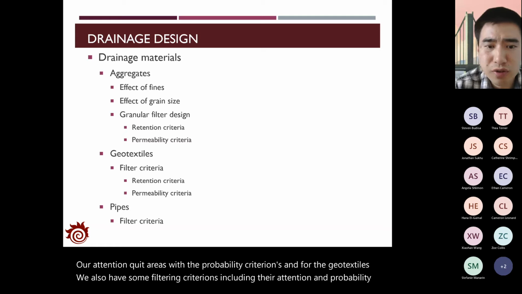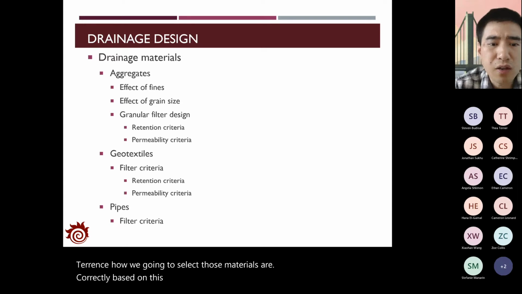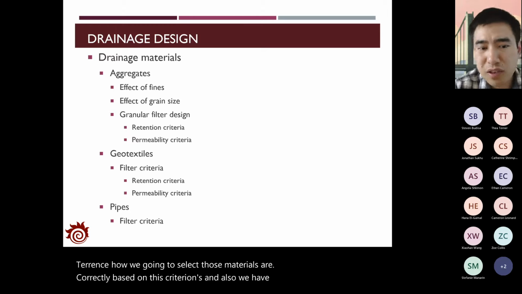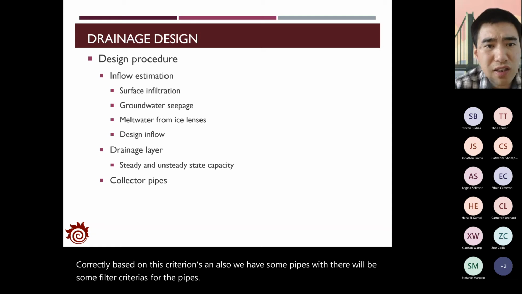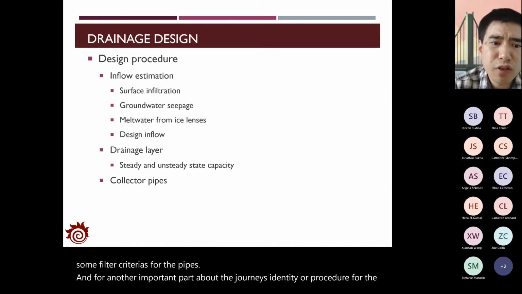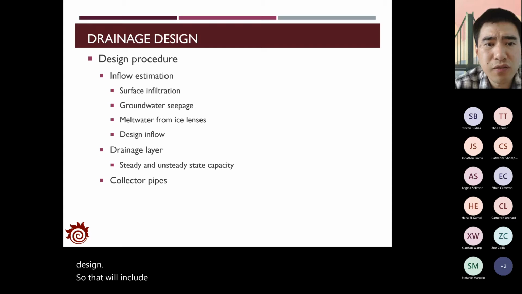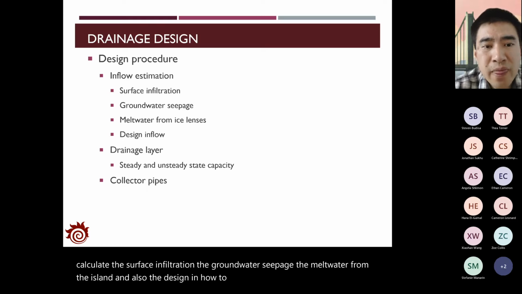How we're going to select those materials correctly based on these criteria. And also we have some pipes. There will be some filter criteria for the pipes. Another important part about the drainage design is the procedure for the design. That will include the calculation of the inflows. You have to know how to calculate the surface infiltration, the groundwater seepage, the meltwater from the ice lens, and also how to calculate the overall design inflow.